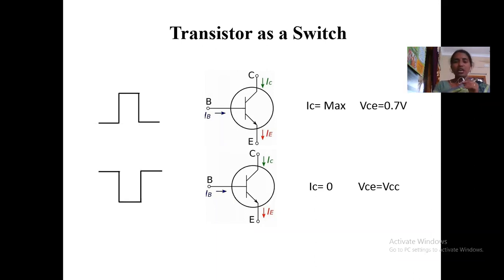In cutoff state, output voltage is maximum and current is zero. So it acts as an open circuit, and the transistor acts as an off switch. So for the positive input signal, current is maximum and voltage is zero. For the negative input signal, current is zero and voltage is maximum, that is VCC.